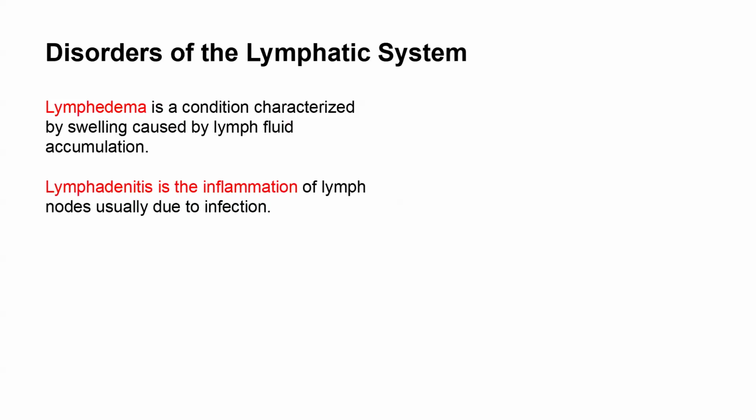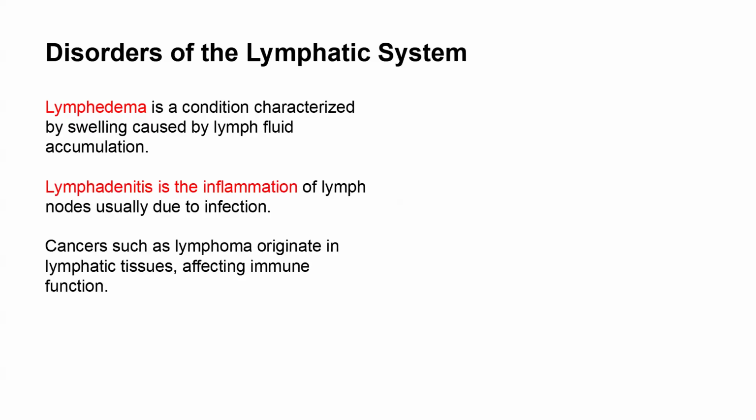And then the next one after lymphedema is lymphadenitis. Lymphadenitis is the inflammation of lymph nodes, usually due to infection. From the word, the suffix -itis means inflammation, usually due to infection. So lymphadenitis is the inflammation of lymph nodes, usually due to infection.